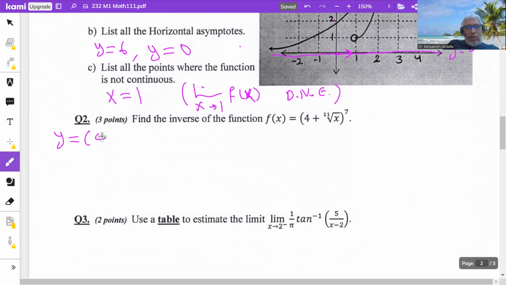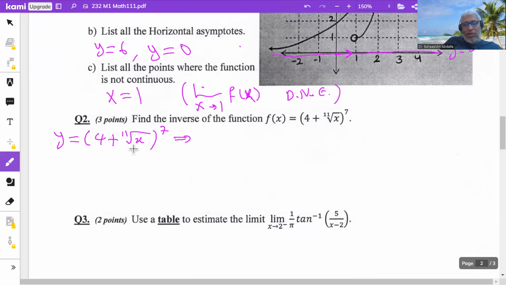So y is equal to 4 plus the 11th root of x raised to the power 7. Now, the first step could be either solving this equation for x and then interchanging x and y, or interchanging x and y and then solving the equation for y. Both are correct. I'll start by solving this equation for x.